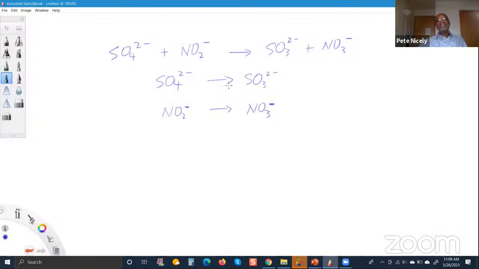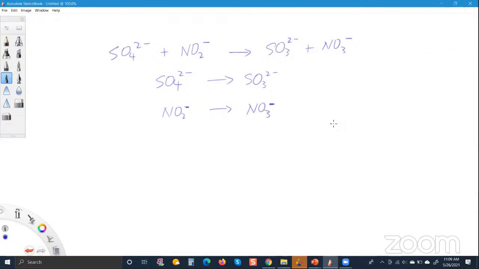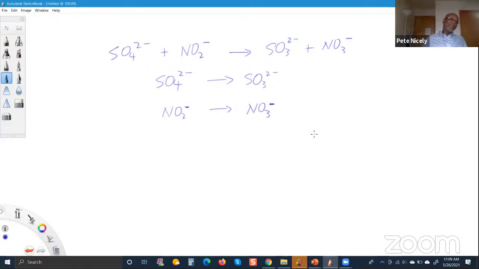So that means that in this case, we look at the sulfurs, and the sulfurs are balanced, and we look at the nitrogens, and they are balanced as well. So we don't need to do anything as far as that is concerned, right? Okay, so the next step is what? After we ensure that all atoms, apart from oxygen and hydrogens, are balanced, what's the next step? Balance the oxygens and hydrogen.